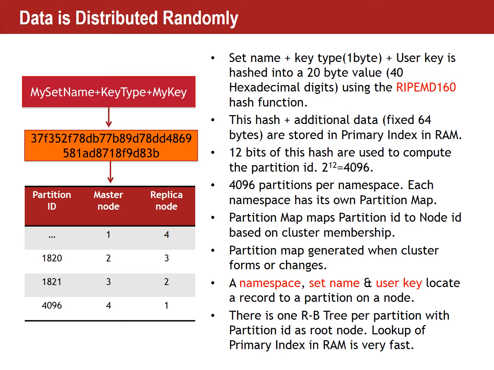Once we look up in RAM using the RB tree and we find the exact primary index in RAM, the primary index then contains the pointers to where your data is stored, based on whether you have decided to store the data in RAM or if you are storing in SSDs for that namespace. That's where it goes and finds the data.